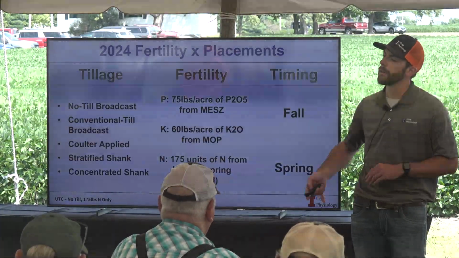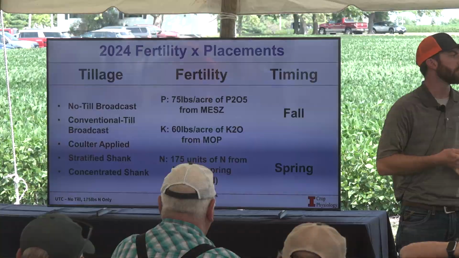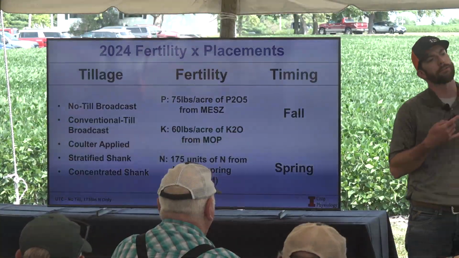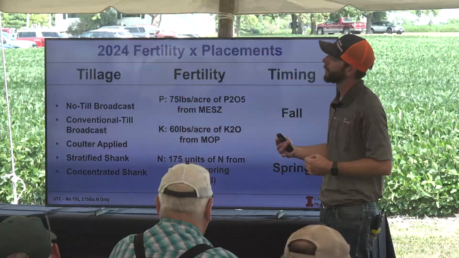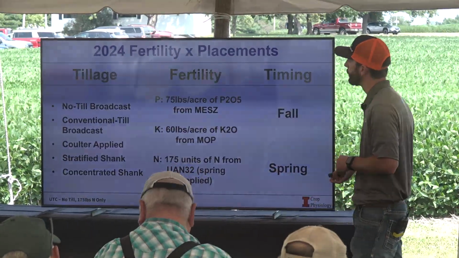And our UTC down here at the bottom, for this trial, our UTC was a no-till with nitrogen only control. So we were looking at the value of tillage, fertility, and everything else while comparing it to that UTC.